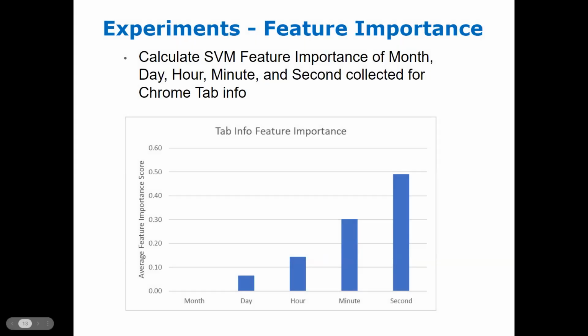The feature importance is essentially calculating how important each feature of the tabs is. For example, I take the month, day, hour, minute, and second whenever a user opens a URL. As you can see, the month has a 0 average feature importance score, as most of these predictions were done in the same month, resulting in the month always being the same. And then the days, it just slowly goes on, and you can clearly see that the second is the most important part, as it is the most constantly changing variable in time.